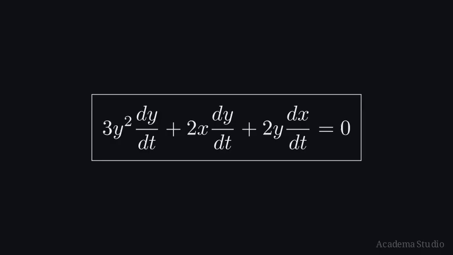Common mistake 7. Group the like terms. 3y to the power of 2 plus 2x plus 2y equals 0. When differentiating with respect to time, every x term and y term must include the appropriate time derivative. The final answer, group the like terms. 3y squared times the derivative of y with respect to t plus 2x times the derivative of y with respect to t plus 2y times the derivative of x with respect to t equals 0.